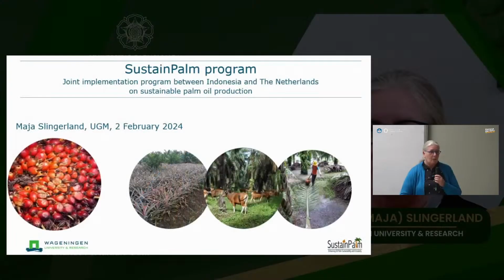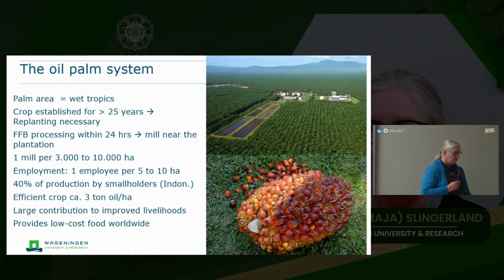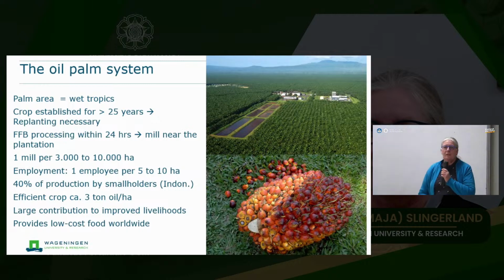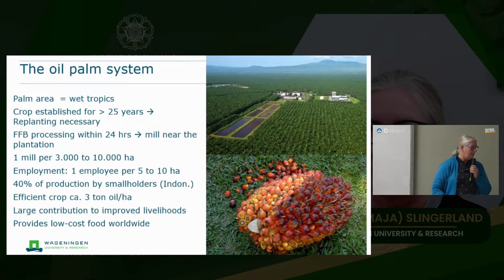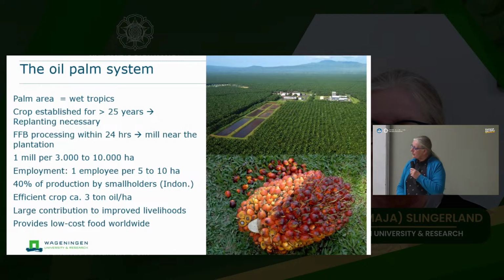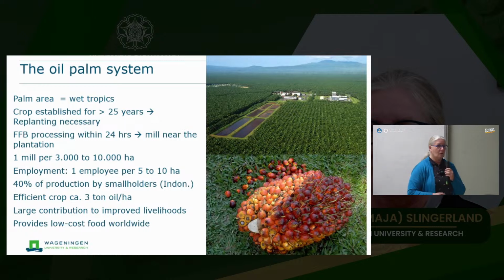So for those that don't know, palm oil is a sector. Palm oil grows in wet areas. The crop is there for 25 years. And then you cut it because you cannot harvest anymore, and then you plant again. And then the processing of the fresh fruit bunches that you see in front needs to be done in 24 hours. So that is why the palm is always close to the mill, because of the transportation distance. Yeah, it makes sense. You don't want to go hours and hours and hours on the road. And then one mill has about 3,000 to 10,000 hectares.